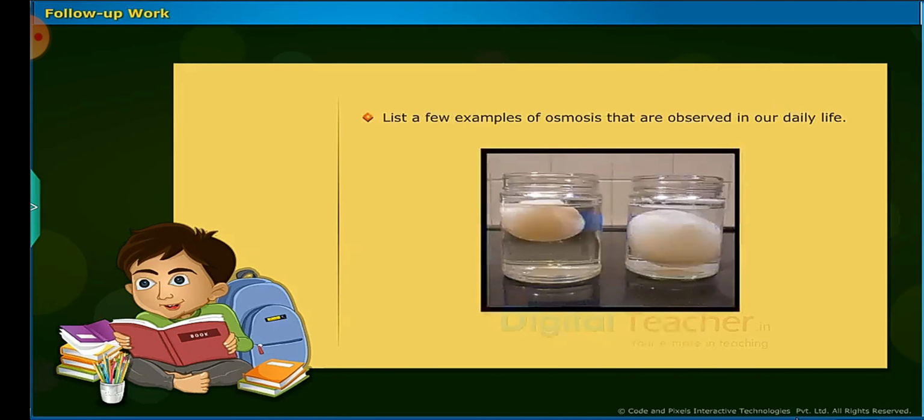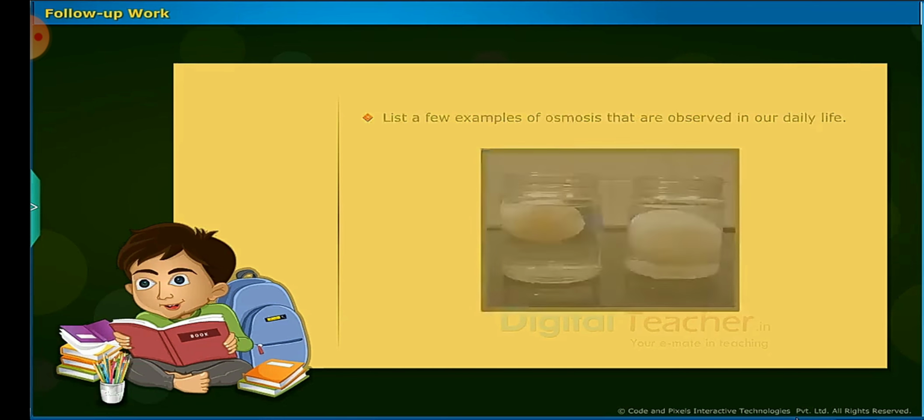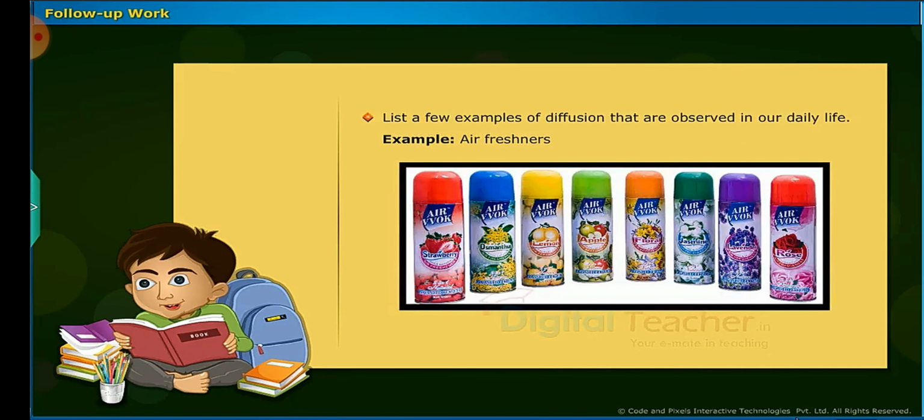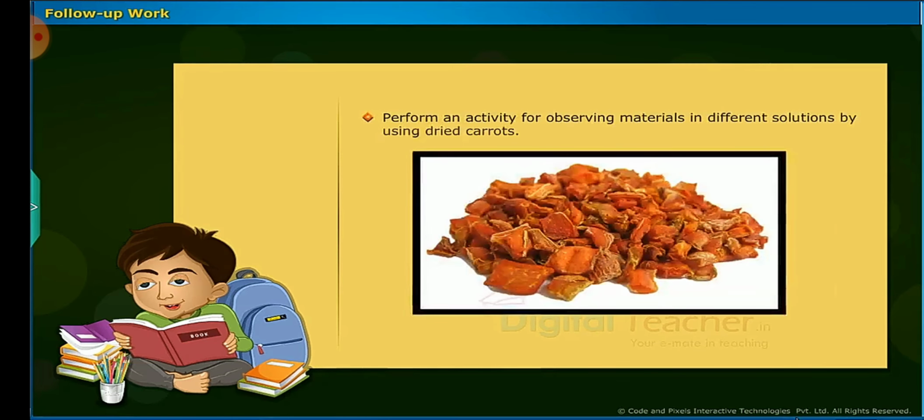List a few examples of osmosis that are observed in our daily life. Example is as shown on the screen. List a few examples of diffusion that are observed in our daily life. Example, air fresheners. Perform an activity for observing materials in different solutions by using dried carrots.